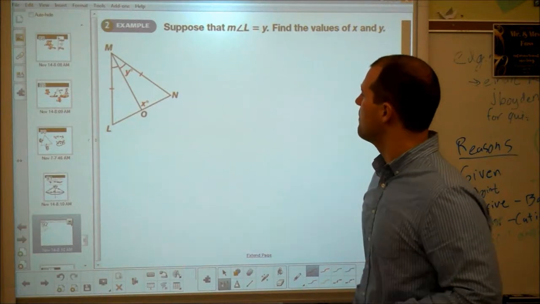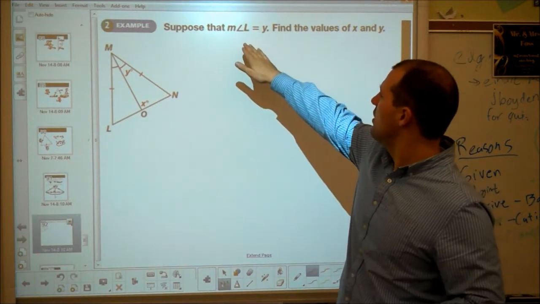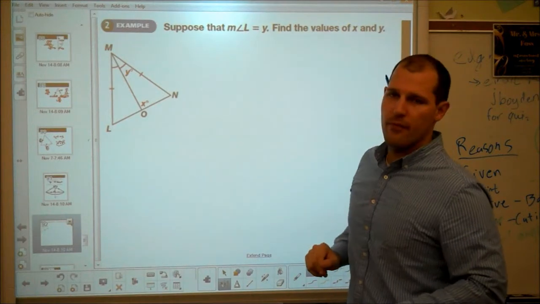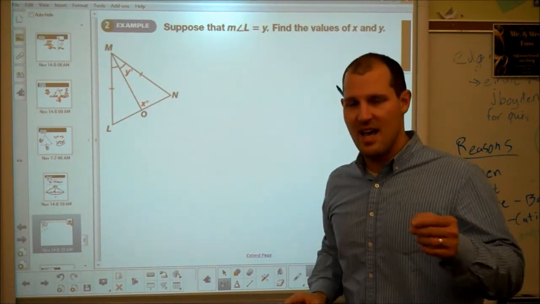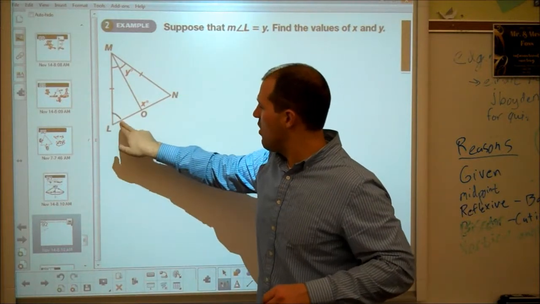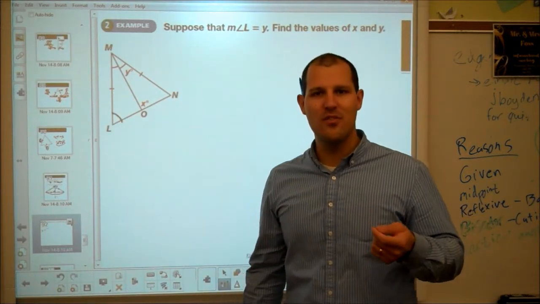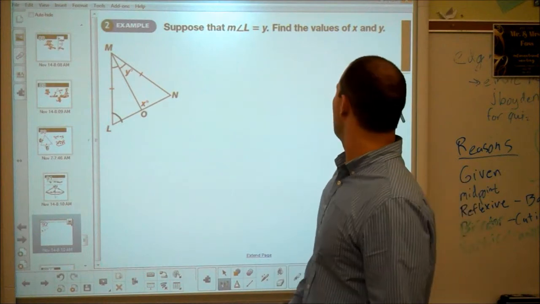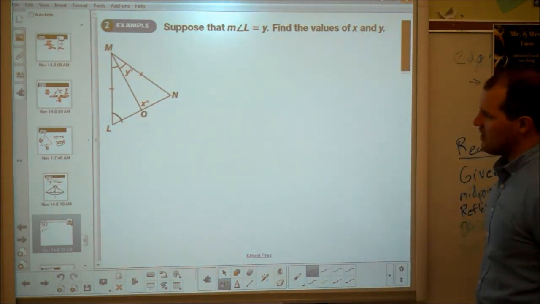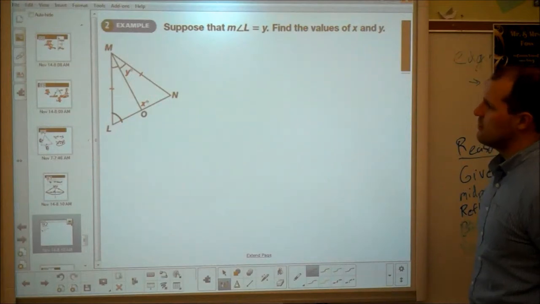Okay, let's try it. Suppose that the measure of angle L is equal to y. I want to mark my picture in a way that reflects that fact. Y has one angle marker, so L should also have one angle marker. That means if I know what one of them is, I also know the other one, and that's going to be really important.